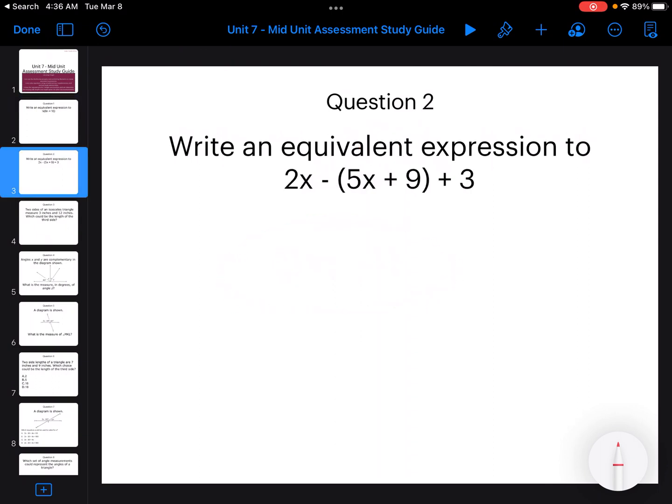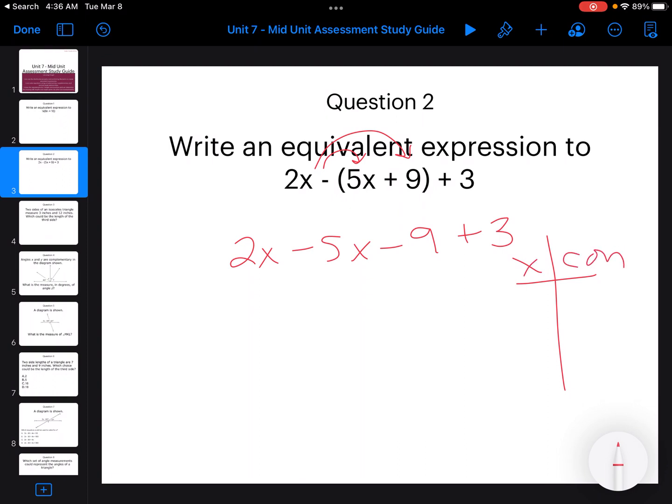For this one, you're going to distribute first, so you bring down your 2x. Negative times 5x is negative 5x. Then a negative times 9 is negative 9. Plus 3. Then you make your chart, your x's and your constants. So I have 2x minus 5x minus 9 plus 3. So I have negative 3x minus 6.